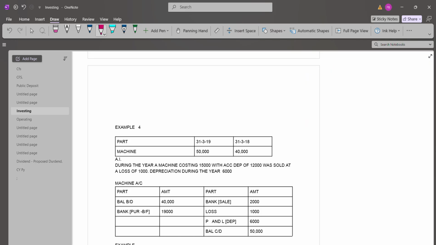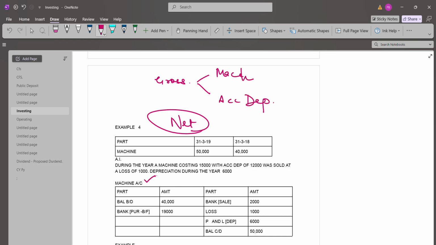Here one account is asked. The previous question was gross value given. Here net value is given. When net value is given, we prepare one account. When two are given, we prepare the machine account and the accumulated depreciation or provision for depreciation account.